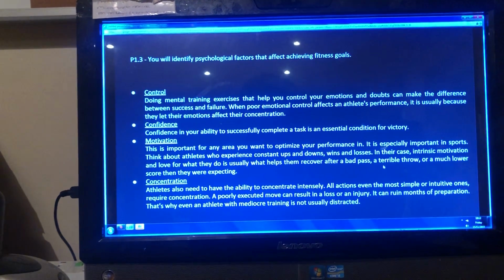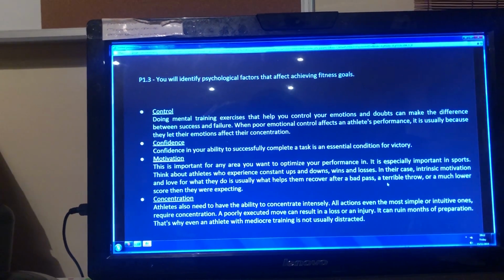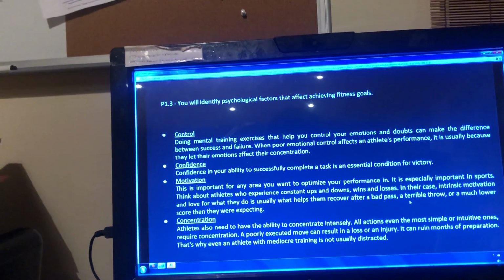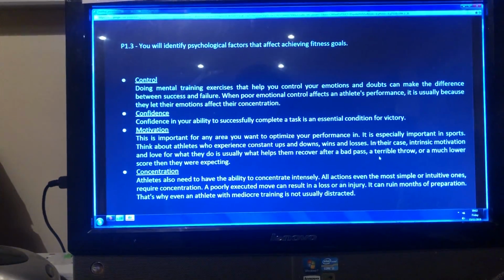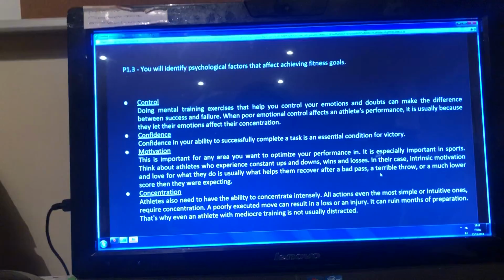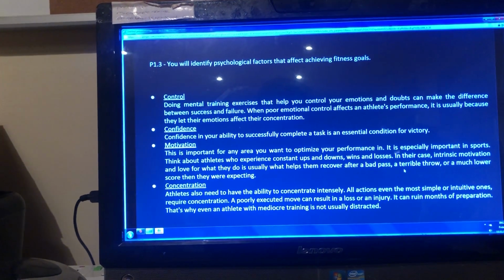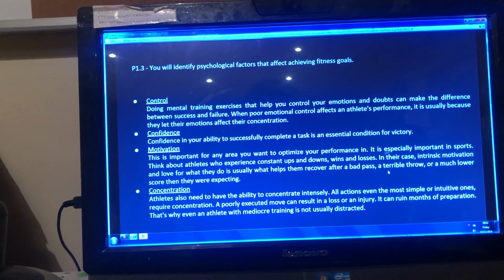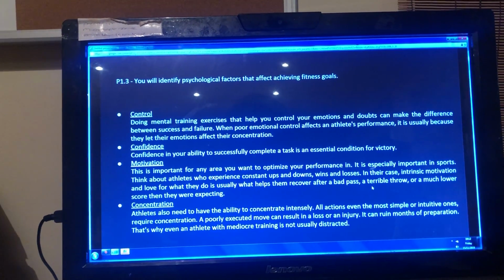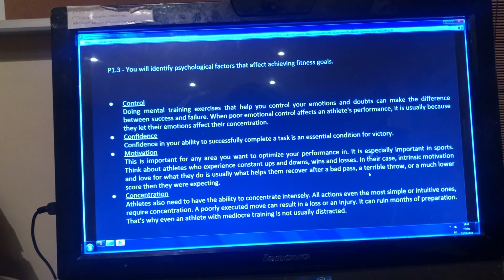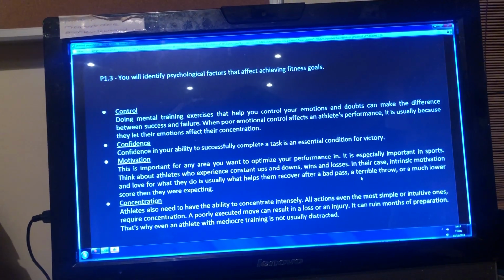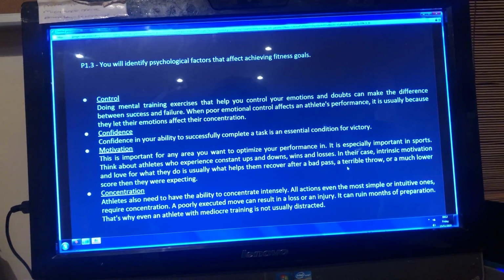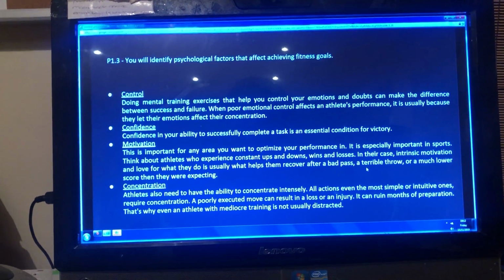Motivation. This is important for any area you want to optimize your performance in. It is especially important in sports. Think about the athletes who experience constant ups and downs, wins and losses. In their case, intrinsic motivation and love for what they do is usually what helps them recover after a bad pass, a terrible throw, or a much lower score than they were expecting.